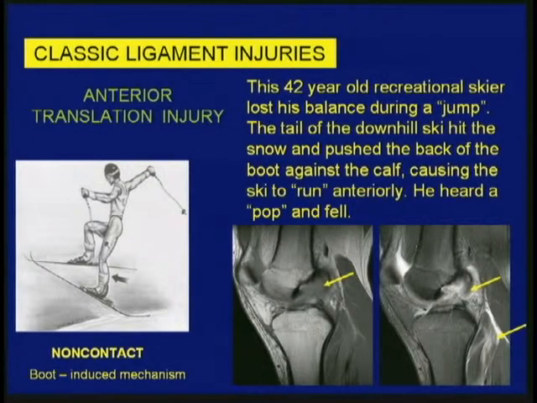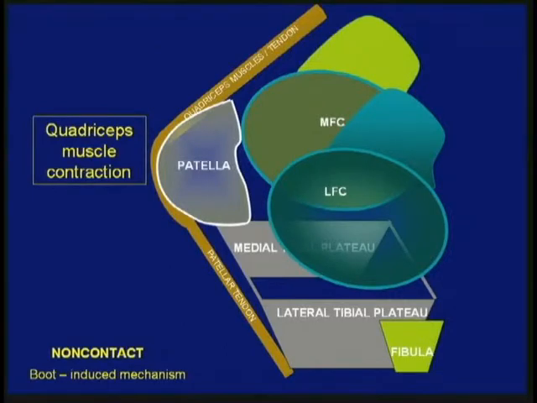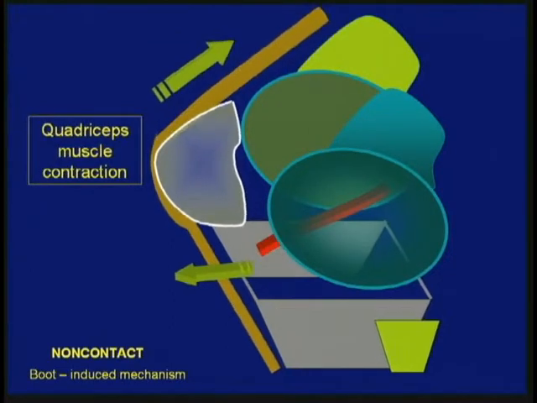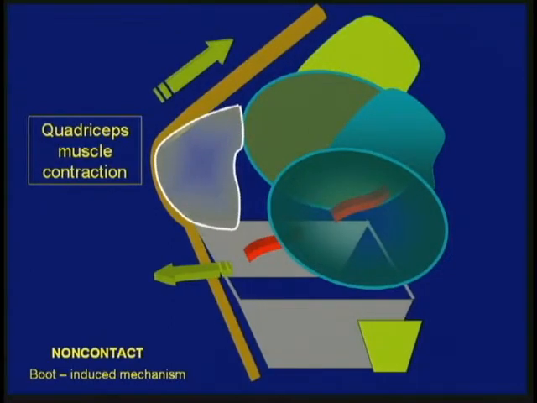Now this boot-induced mechanism, and I'm showing it here, relates in large part to contraction of the quadriceps muscle. The quadriceps muscle is an antagonist to the anterior cruciate ligament. It's going to pull the tibia forward. This is resisted by the anterior cruciate ligament. But during this boot-induced mechanism with severe contraction of the quadriceps, the tibia is pulled forward, and indeed you get complete tearing of that anterior cruciate ligament.